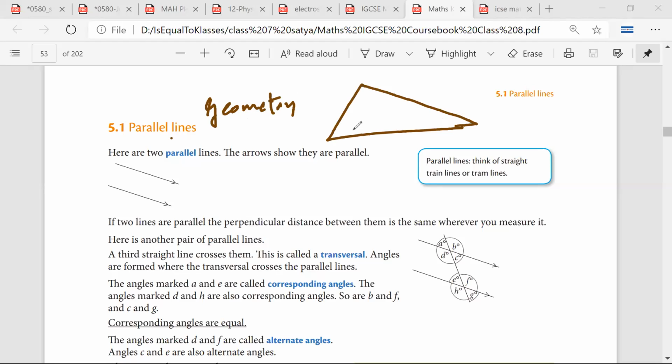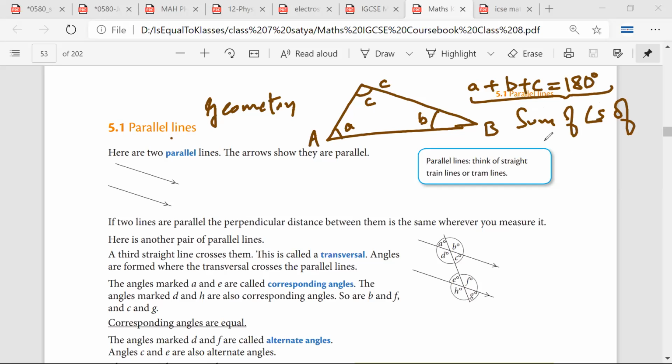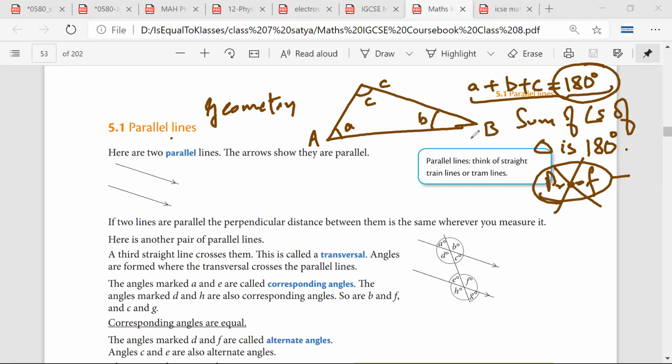See, one of the very basic things that you need to understand is that if I have this triangle ABC, and this is angle A, this is angle B, and this is angle C, then the sum of angles of a triangle is 180 degrees. Is there any doubt about this? How did you get 180? There is a proof also, but we need not go into the proof. Without proof, we can accept that the sum of angles of a triangle is 180 degrees. Is there any doubt still?